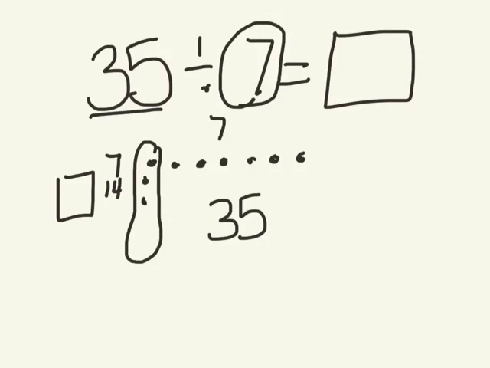So 7, 14, 21, 28, 35. I can stop because I got to my total that I know that I have if I counted up all the dots. Now I'm going to go back and count how many rows of 7. 1, 2, 3, 4, 5. So I know I have 5 rows of 7 and that 35 divided by 7 equals 5.